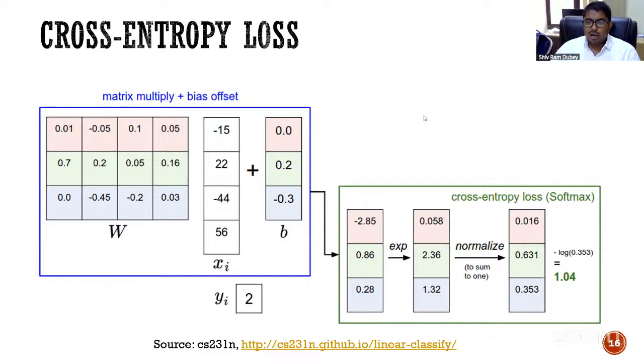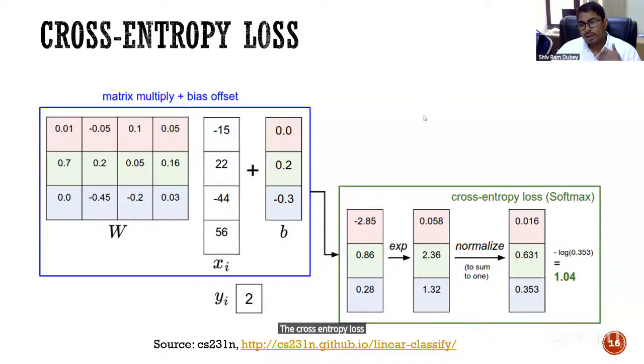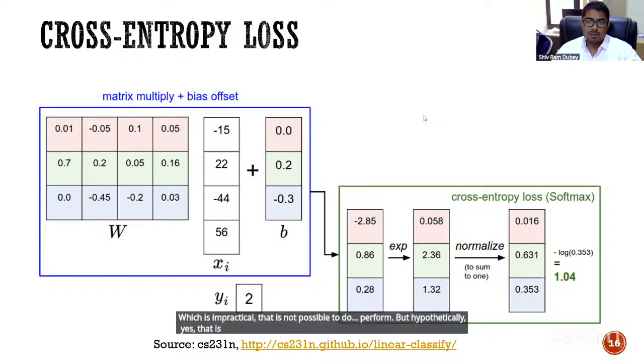Is our objective to have the cross entropy become 0, from greater than 1 now? The cross entropy loss will become 0 only if the probability for the correct class becomes 1, which in practice is not possible to achieve. But hypothetically, yes, it is possible. We can get the probability 1, then loss will become 0. But in practice it usually doesn't happen because it is very difficult to have the class score go towards minus infinity for all other classes and towards positive infinity for the correct class. So in practice, that's very difficult to achieve.